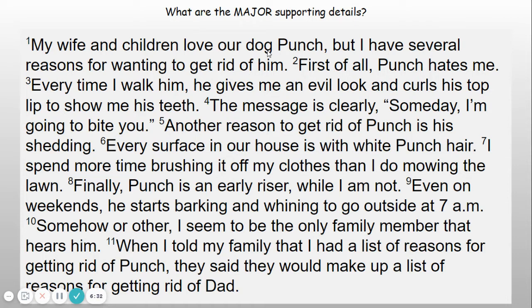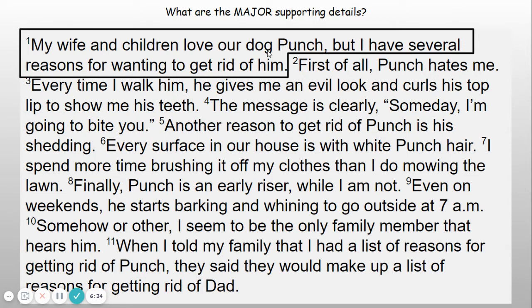All right, so again, the first sentence is your main idea, right? My wife and children love our dog Punch, but I have several reasons for wanting to get rid of him. I think there's only three major reasons he gives. The first major reason is, first of all, Punch hates me. And then sentence 3, sentence 4, he explains why Punch hates him.